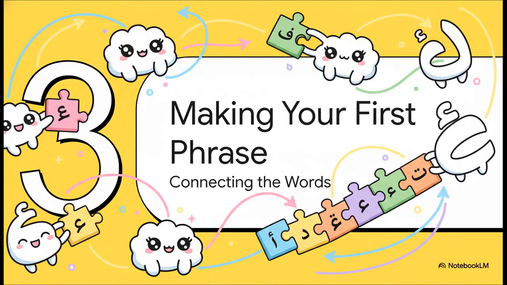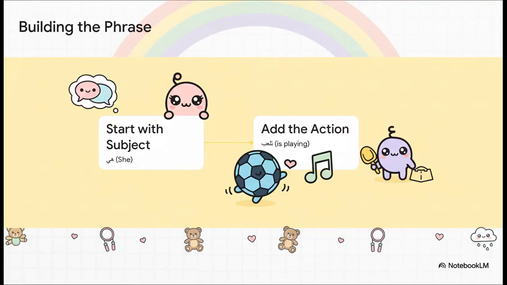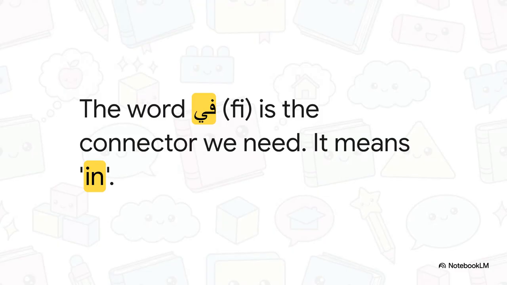All right, now for the really exciting part. We've got the pieces, so let's actually start connecting them. This is where the language really starts to come alive. Just like in English, we can start with our subject, hiya, and then add the verb, talab. When you put them together, you get hiya talab, which means she is playing. And just like that, you've made your very first Arabic phrase. How cool is that? But wait, where is she playing?